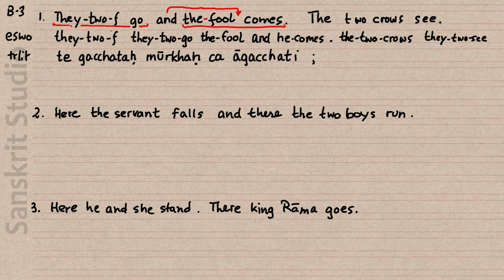And then the second sentence, the two crows. So we have kakaha. Kakaha is one crow, but kakau is two crows. Two crows. And they are doing some seeing, so we have pashyati, but they are two, so we have to change the ending: pashyataha.